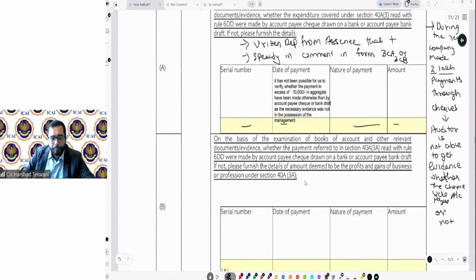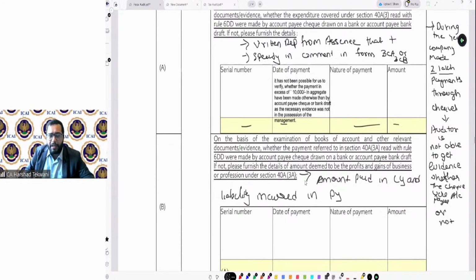So the amount paid in the current year and liability incurred in previous years, okay, that will be reported over here. Same, if I'm not able to get the details, I'll write the comment particularly that I don't have that particular detail available, and accordingly we were not able to verify.